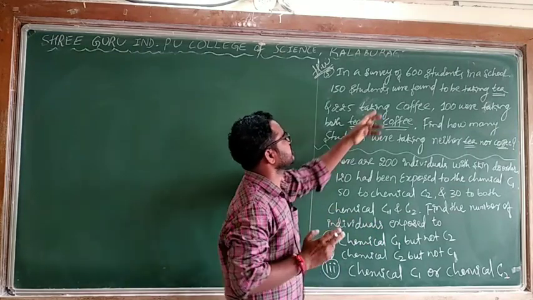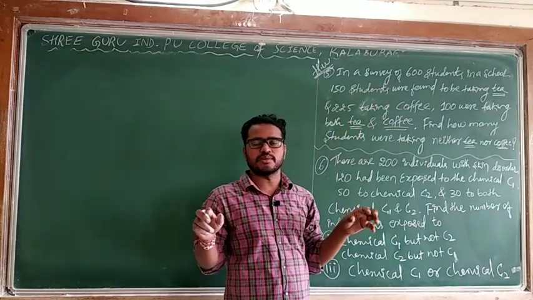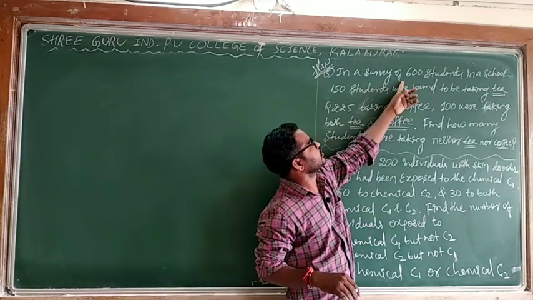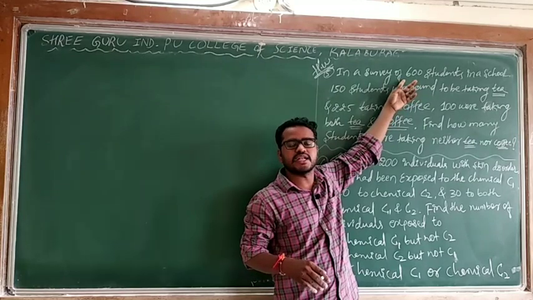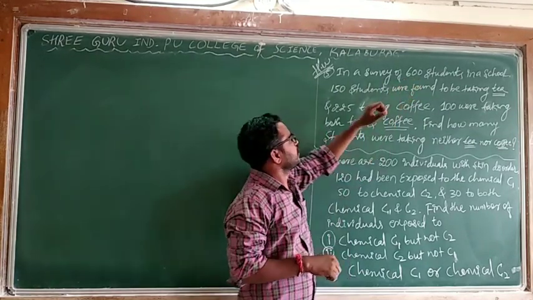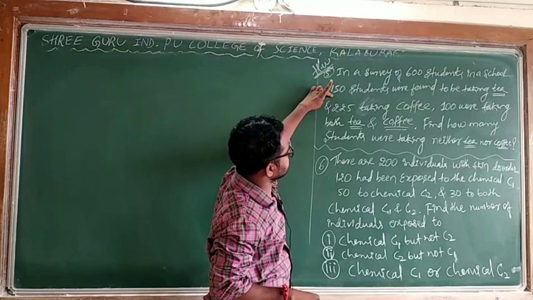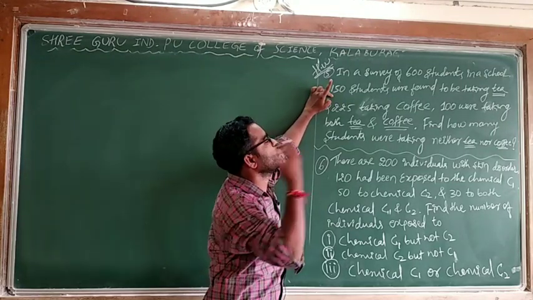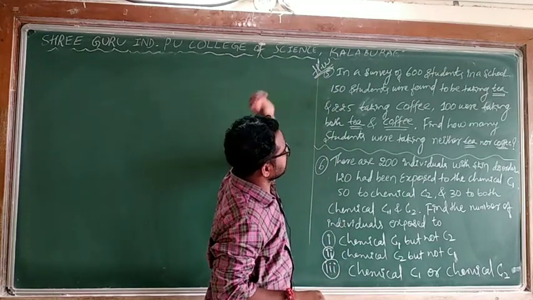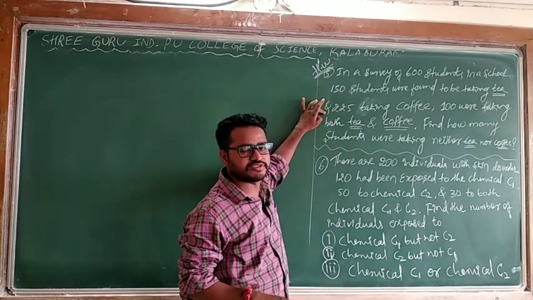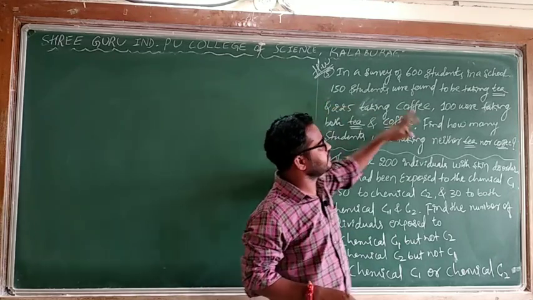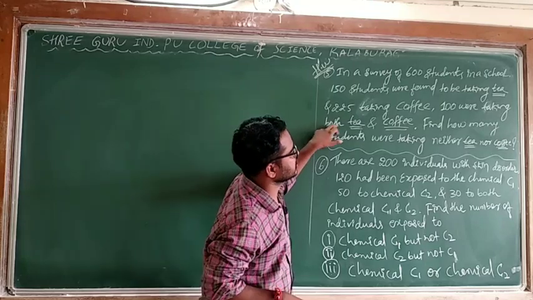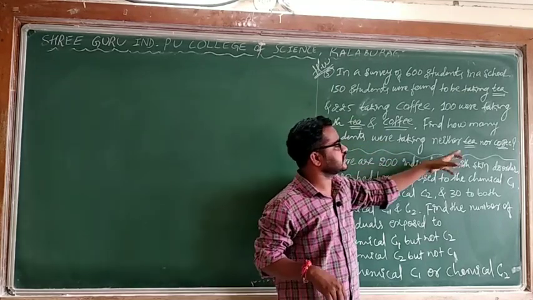So here the total is given as 600. Consider n of U, the total number of students in the survey, 600, as the n of the universal set, like the previous problem. And 150 were taking tea, so n of T is 150. Then those taking coffee, 225, that is n of C. Then 100 were taking both tea and coffee, that is T intersection C. Then how many students were taking neither tea nor coffee?